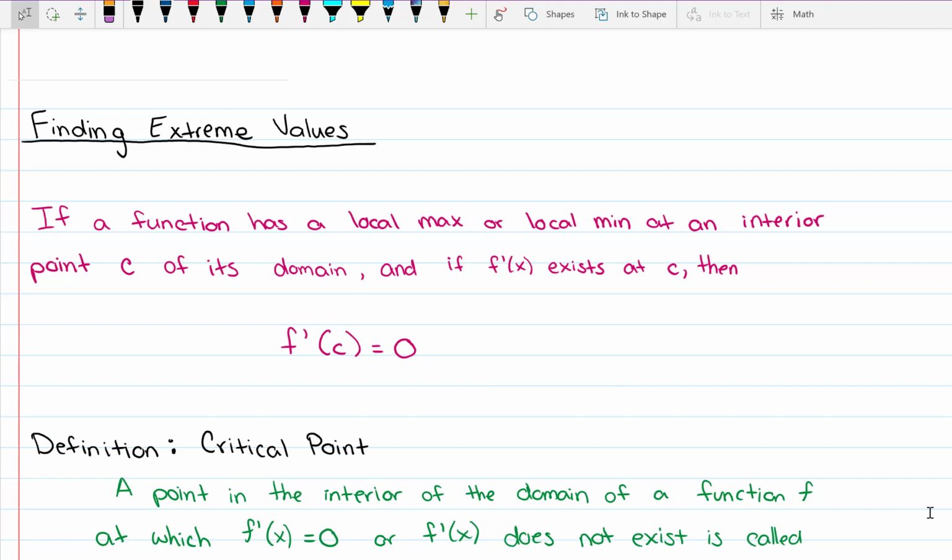We know that if the derivative equals 0, then the function has a horizontal tangent. That means that the function went from increasing to decreasing or decreasing to increasing. So that means at that point, there must be a max or a min.